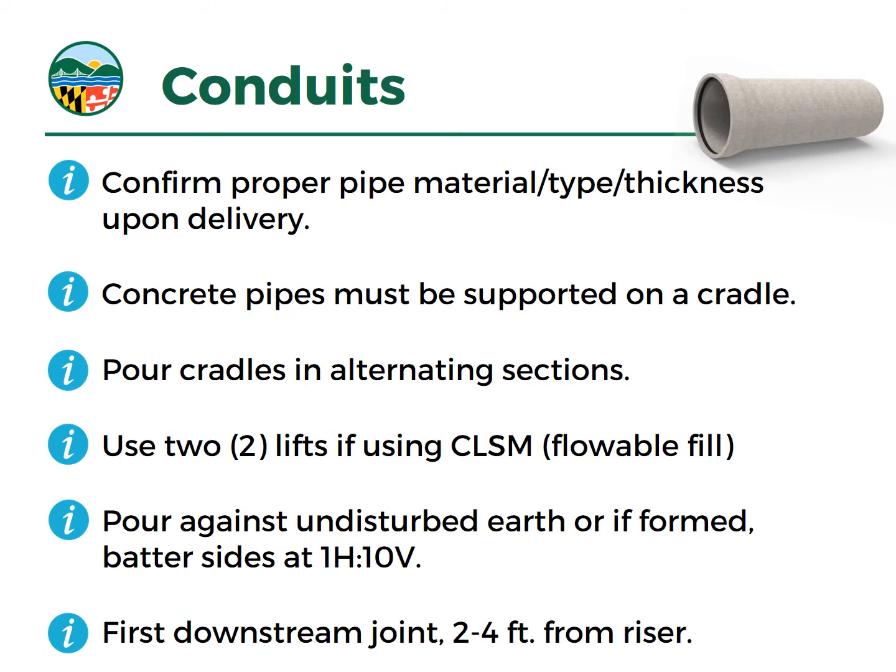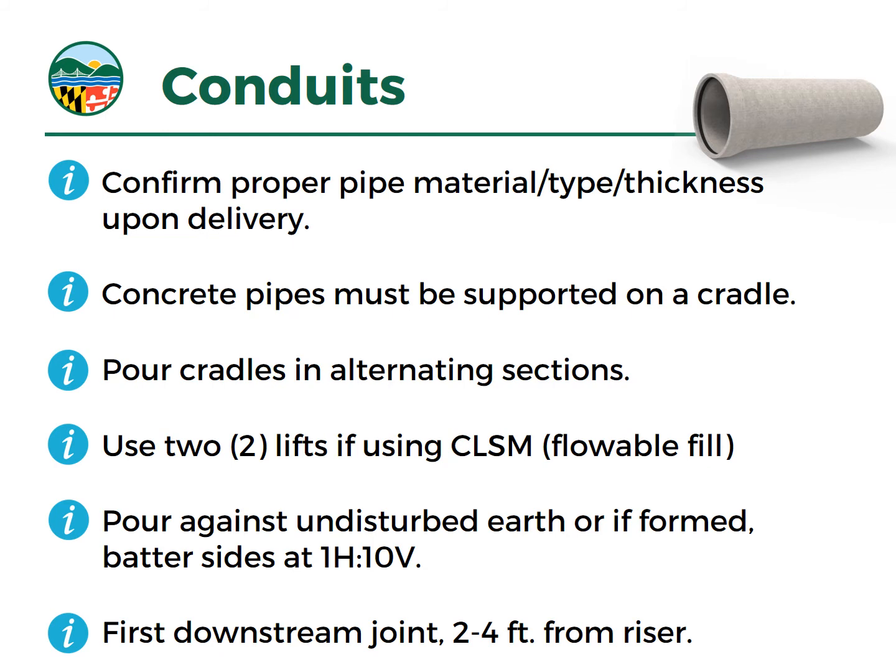Oftentimes flowable fill will be used as a backfill material, and we've learned, and the advice is, that you want to place that in 2 lifts because flowable fill has a really high water content. Thus, it's prone to high shrinkage. Not always, but it can be. So by placing that first lift, let's say your goal was to place the flowable fill up to the spring line of the pipe, you might place it halfway or 2/3 to that goal, let it cure, it will shrink a little bit, then place your second lift, and that will kind of backfill any of those voids or separations from the pipe.